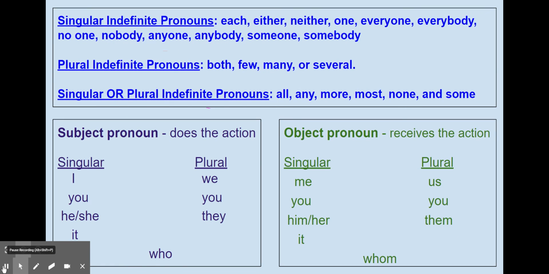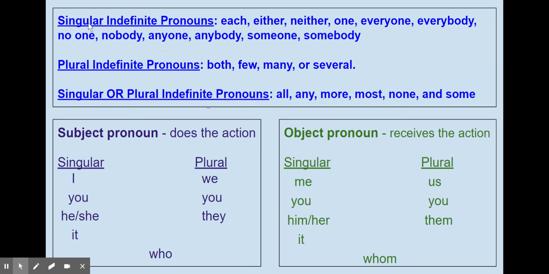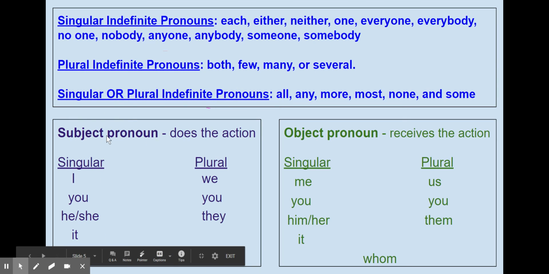Finally, this is a little cheat sheet that you can use to remember all of this. We've seen this box at the top here, this rectangular box with the indefinite pronouns, the singular, the plural ones, and the ones that can go either way. Down here in the boxes below, we have the subject pronouns and the object pronouns, which is a quick definition.